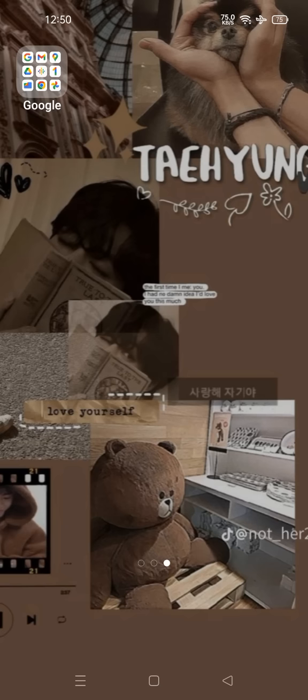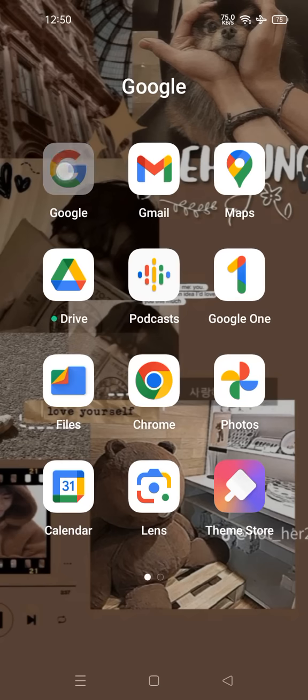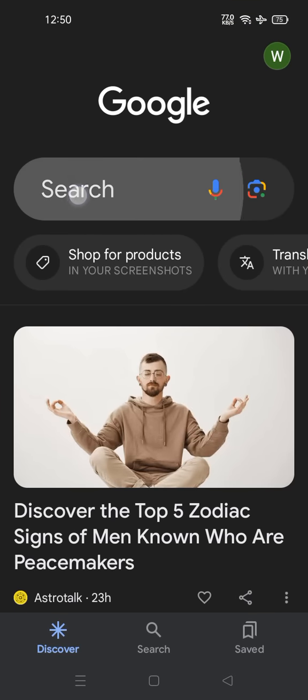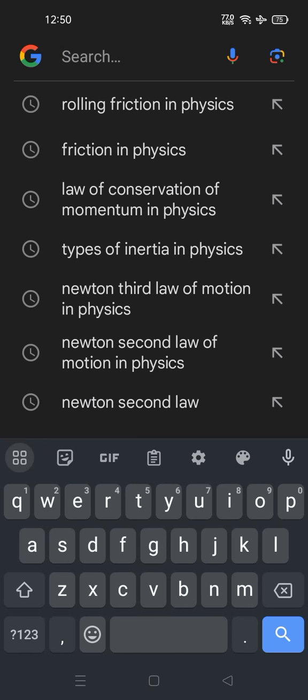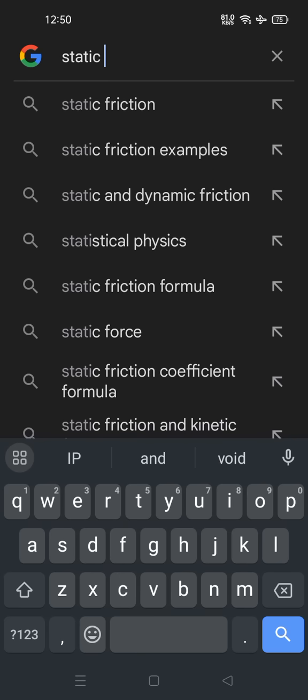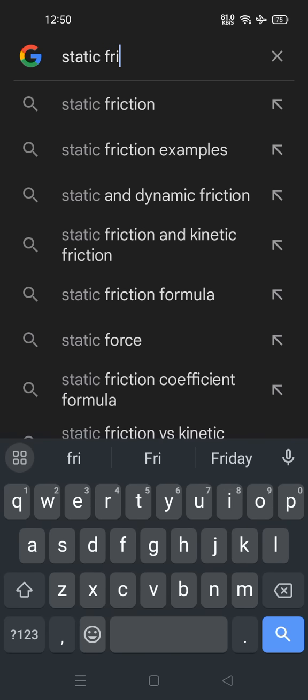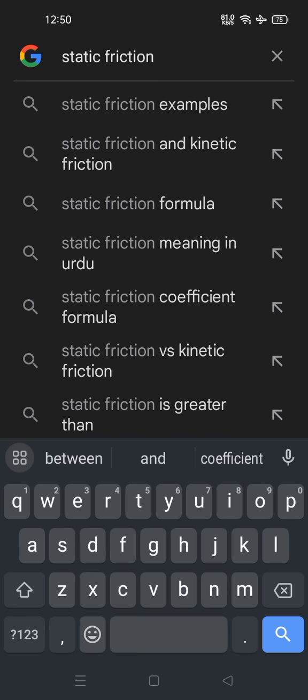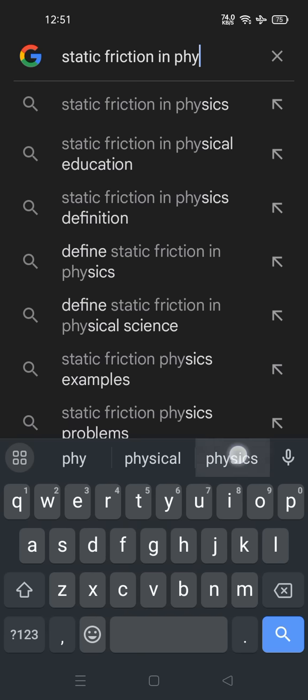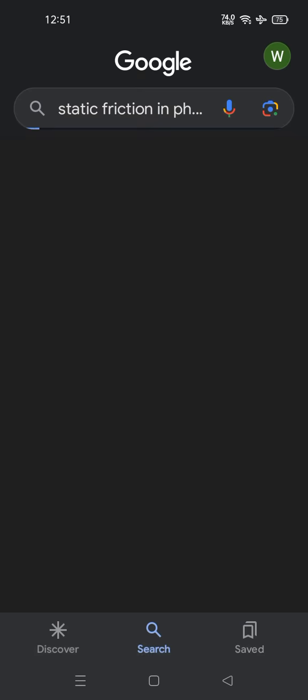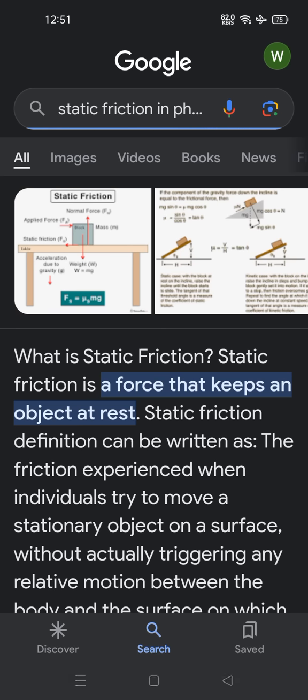So let's find it on Google. We are finding it on Google. So let's find static friction in physics. So viewers, we have found its results. So let's take its overview first.